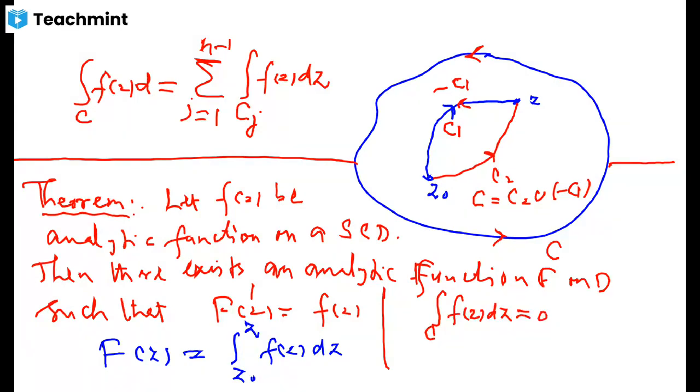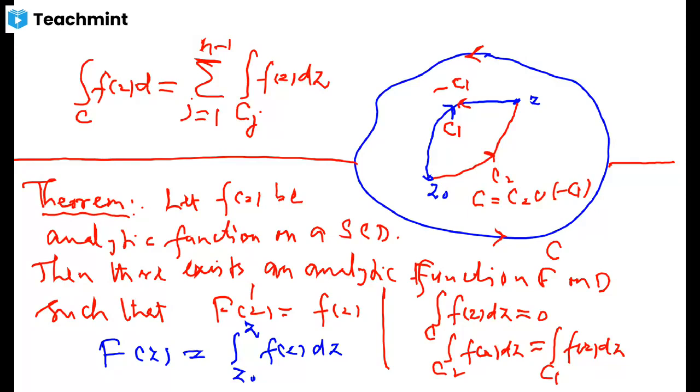And since C is composed of two paths, you can write it as the integral over C2 of f(z) dz, and since the orientation of C1 is negative, minus the integral over C1 of f(z) dz. So this being equal to zero implies that both the integrals will be equal. That means this is a path independent integral, whatever path you take. The only thing is that your path needs to be from z0 to z.